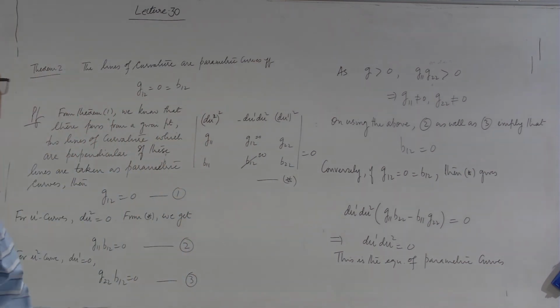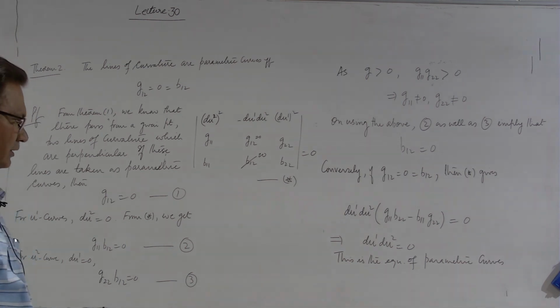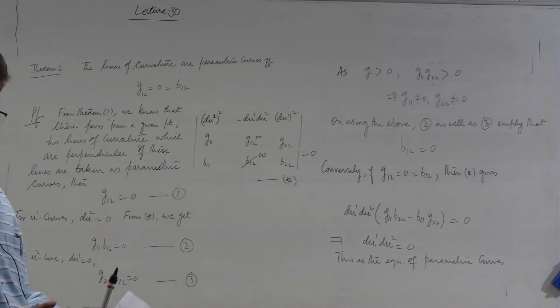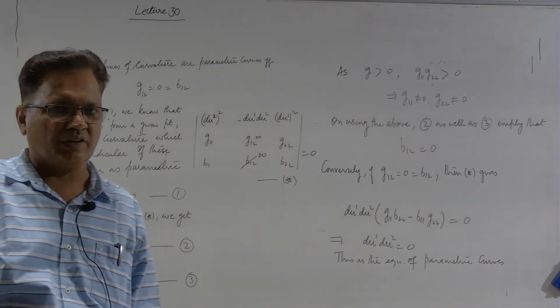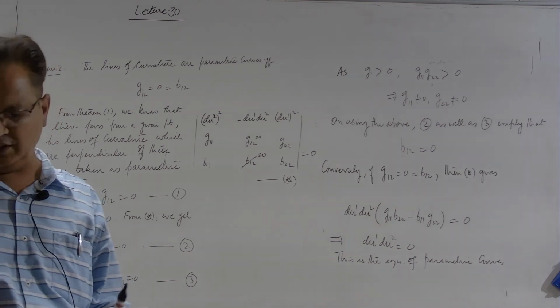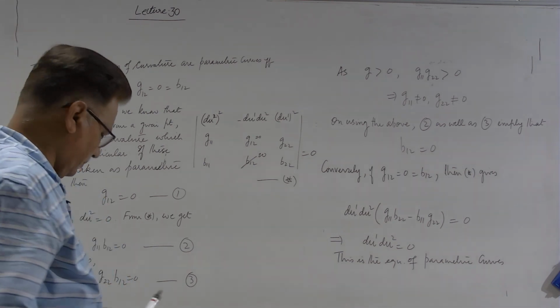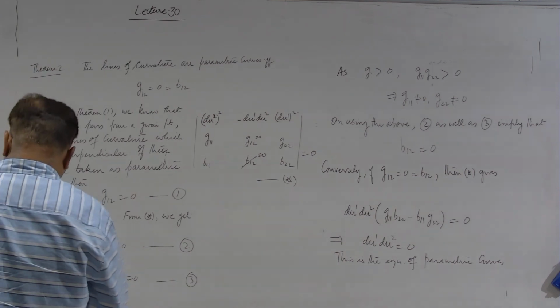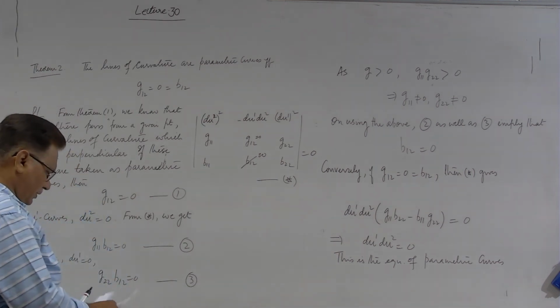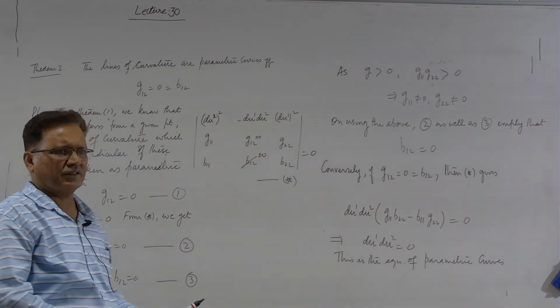All right. So, this proves theorem number 2 also. So, these two theorems 1 and 2 tell you what is the relationship between lines of curvature and parametric curve, and you can choose lines of curvature as parametric curves also. All right. So, the last theorem, I will do this last theorem after a break of 5 minutes. Okay.